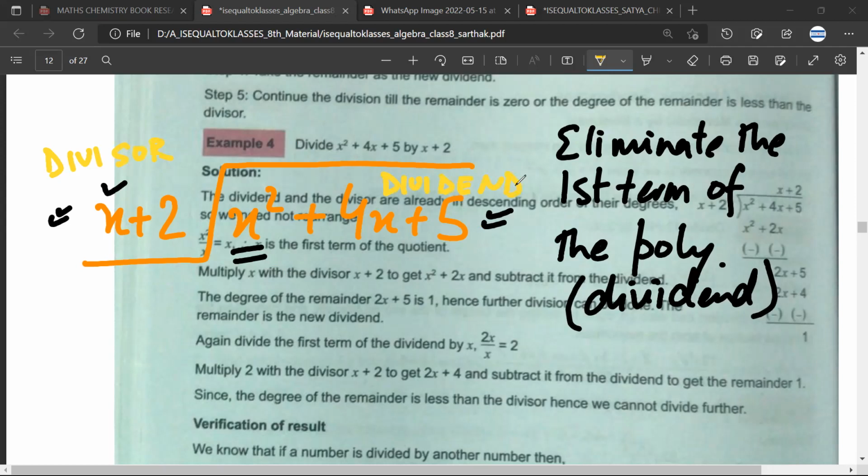So I will be using the first term of the divisor to eliminate the first term of the dividend. Any doubt? No, sir. Just focus on the first terms of the divisor and the dividend. That is it. Now, how can I eliminate this if I multiply this by x? This x which I have written here would be multiplied by x square. This x would be multiplied by 2. I will have 2x. Have you understood till here?